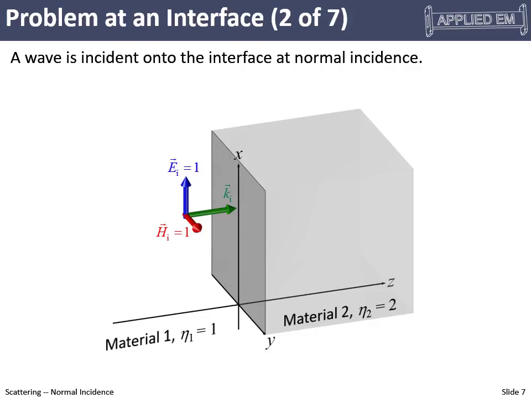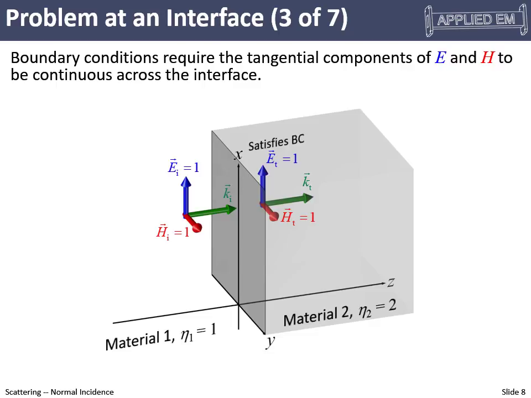Okay, so we have this wave and it hits the interface. What happens? Well, perhaps there's a wave on the other side. But how do we know the field quantities on the other side? Well, we know that that wave has to satisfy the electromagnetic boundary conditions. Now, since this wave is at normal incidence, the electric and magnetic fields are both completely tangential to the interface. They have no components that are normal to the interface.